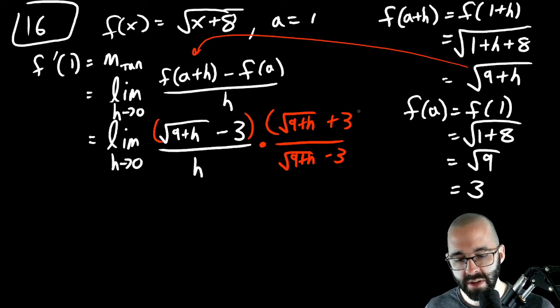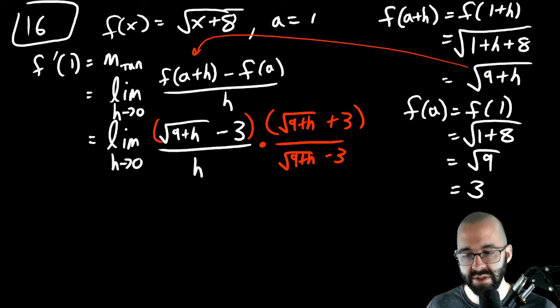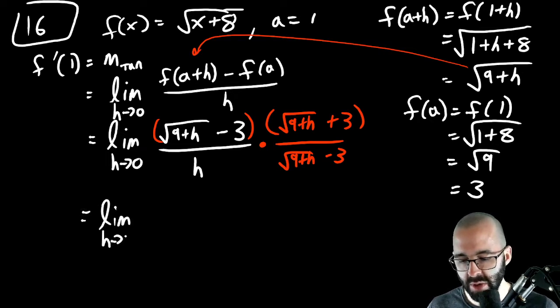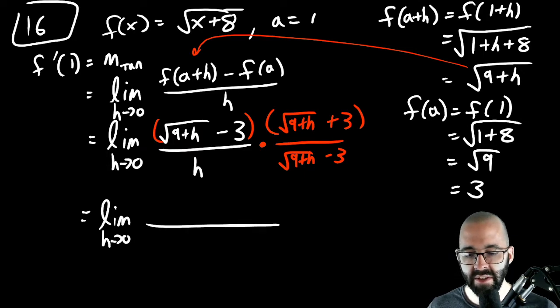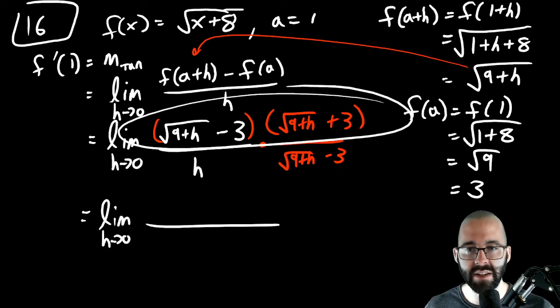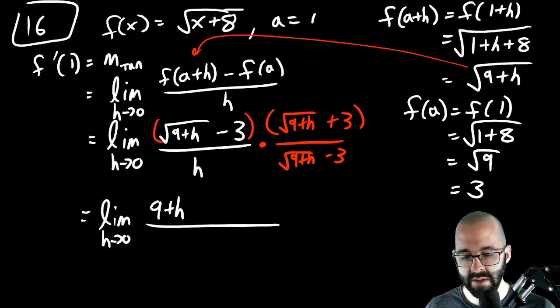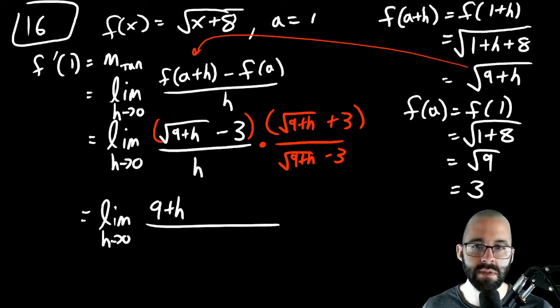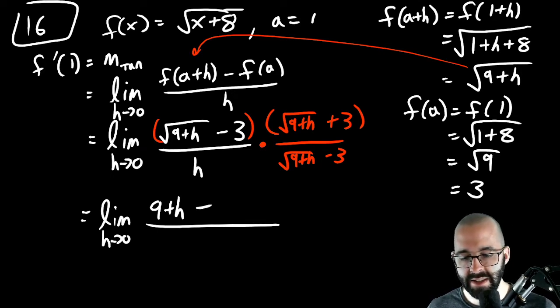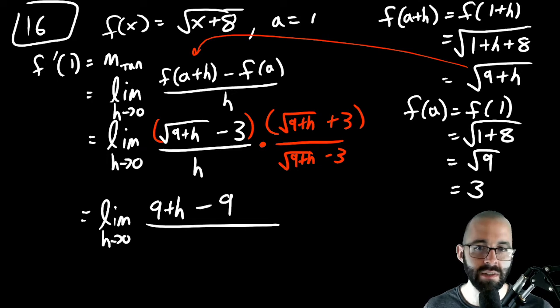Now the top, we could either FOIL it out or use the difference of squares formula. The difference of squares formula says that if I have a minus b times a plus b, so notice how these two things are basically the same, just one's a minus sign and one's a plus sign. That's going to be the first thing squared. You square a square root, it cancels. You just have 9 plus h, minus the second thing squared. 3 squared is 9. You could also FOIL this out and simplify.